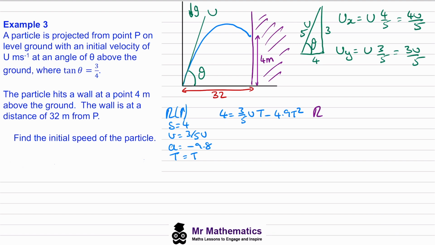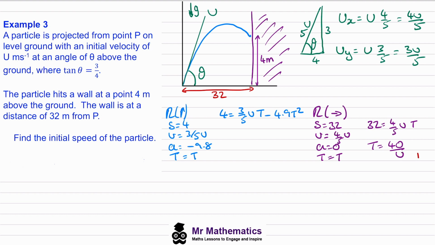Using the same idea, but resolving horizontally, we know the displacement is 32. Our initial velocity is now 4/5 u. Our acceleration is 0, and our time is again capital T. So now 32 will equal 4/5 u times t. What we can do now is make t the subject of this equation, then substitute this value of t into here. So t will equal 40 over u.